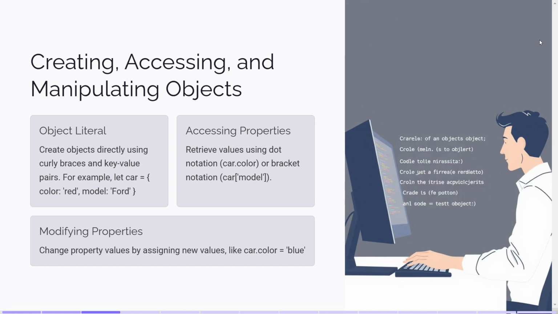For example, let car equal, here we give color equals red, model equals Ford, and for accessing properties, we use car.color, like this. This dot operator is used for accessing and modifying. So when car.color equals blue is given, the color red changes into blue. For accessing, we also use bracket notation rather than using dot.